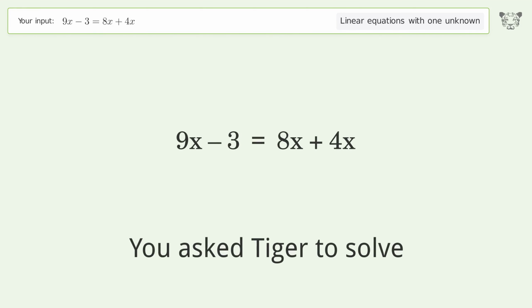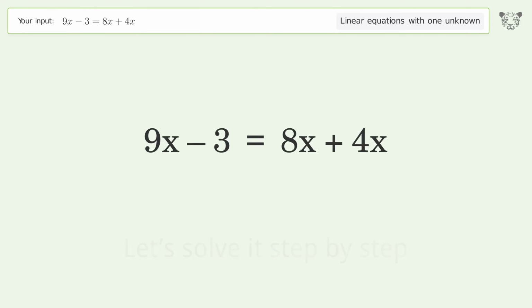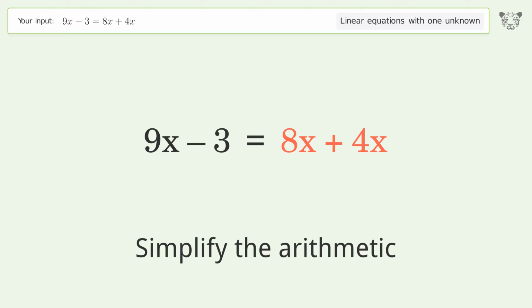You ask Tiger to solve. This deals with linear equations with one unknown. The final result is x equals -1. Let's solve it step by step. Simplify the expression. Simplify the arithmetic.